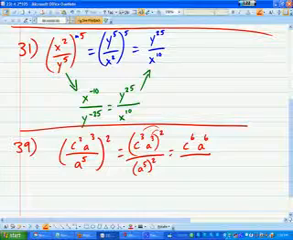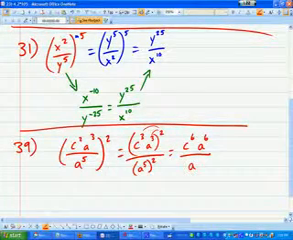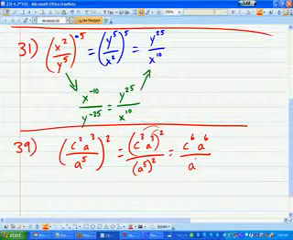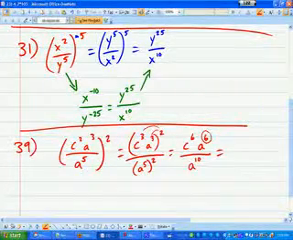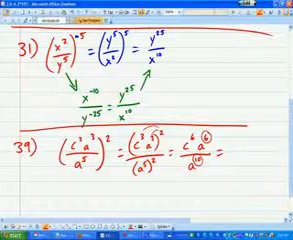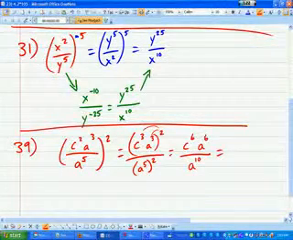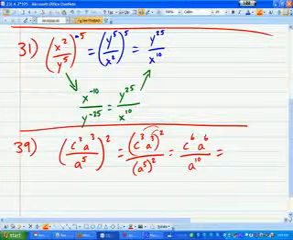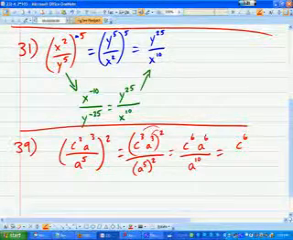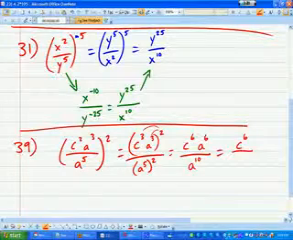All right, but the story doesn't end there. You should notice that you have 6 a's up top and 10 a's down low. So if you were to reduce this even further, all 6 of the a's up top would cancel with 6 a's down low, to be left with 4 a's multiplied together. That is the end of the story.